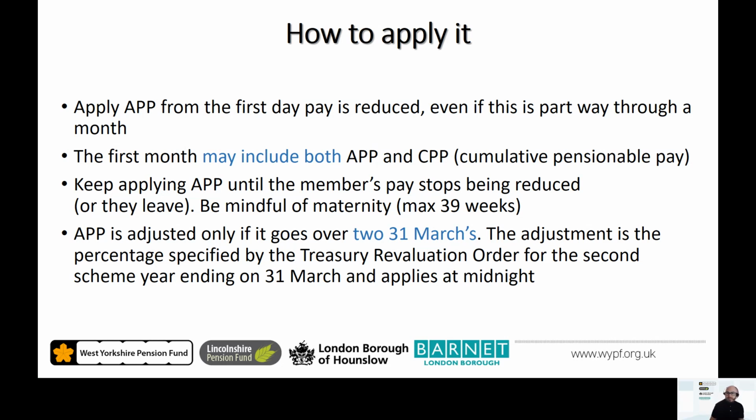You need to keep paying APP until a member's pay stops being reduced or they leave employment. You will also need to be mindful of maternity. There is a maximum of 39 weeks that APP would be applicable. For any members where the period of absence extends over 2 scheme years, effectively crossing 2 31st of Marches, APP will need to be adjusted. The adjustment is based on the percentage specified by the Treasury revaluation order for the second scheme year ending on the 31st of March and would apply at midnight.